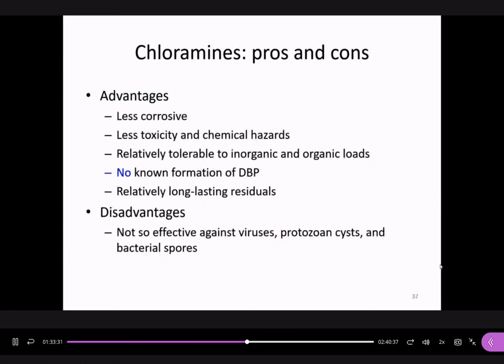Right? So chloramines, pros and cons. Advantages: less corrosive, less reactive, less toxic, and fewer chemical hazards. Relatively tolerable to inorganic and organic loads. No known formation of DBP. Right. So currently we don't know. We haven't measured, so we think it's safe. But there could be some DBP produced that we cannot measure using our current technologies. So we say no known formation of DBP. It's not no formation of DBP. Okay. Can you see the difference? No known formation and no formation. It's very different. Okay. Relatively long-lasting residues. Disadvantage: not so effective against virus, protozoan, and bacterial spores. So for these virus and protozoan, you have to use a high power disinfectant.